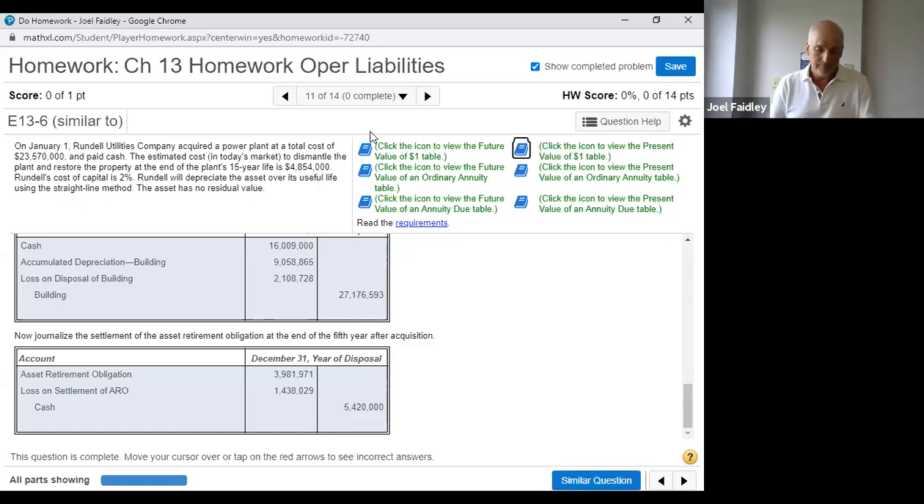All right, that's a long exercise, but it's a good one. A lot of things going on there between assets and liabilities. All right, let's keep going.